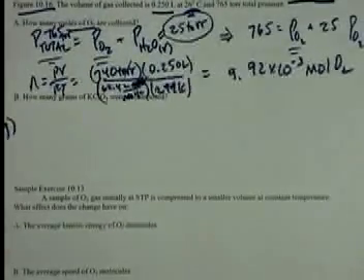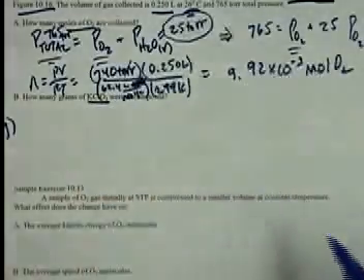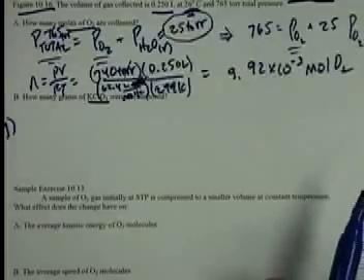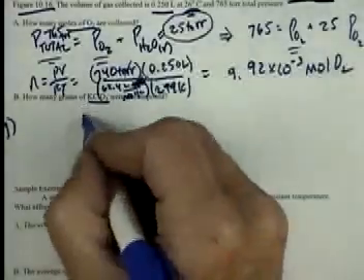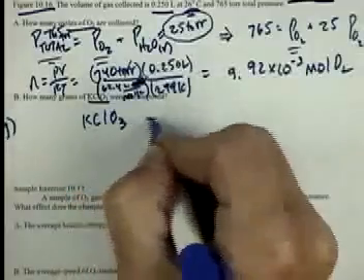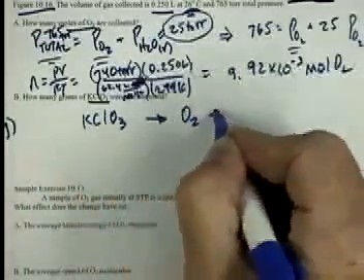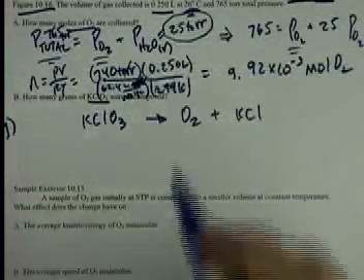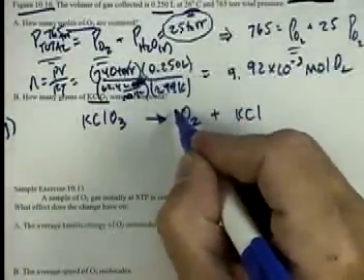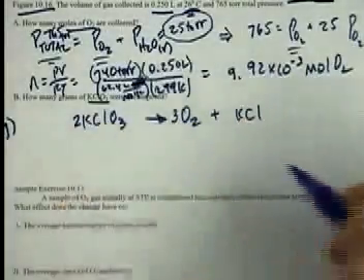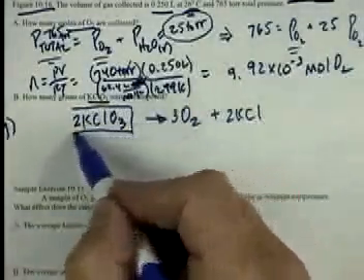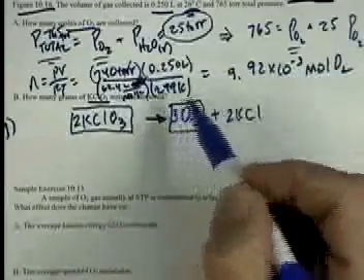Letter B, how many grams of KClO3 were decomposed? Well, KClO3, when it's decomposed, gives us oxygen gas, and it also gives us some KCl. When you balance this chemical equation, I think you need a 3 here, and a 2 there, and a 2 there. And notice the ratio between KClO3 and O2.